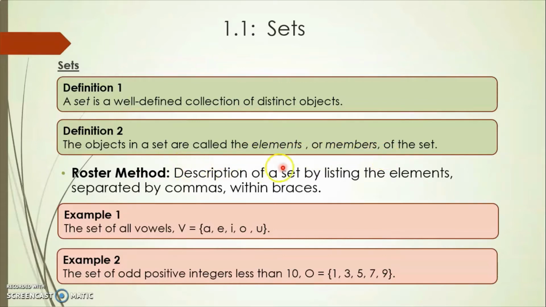There are two methods to list the elements in a set. The first method is called the roster method. The roster method lists the elements by using commas within braces. Let us see example 1. The set of all vowels, for example, is V = {a, e, i, o, u}. For example 2, the set of odd positive integers less than 10 is O = {1, 3, 5, 7, 9}.